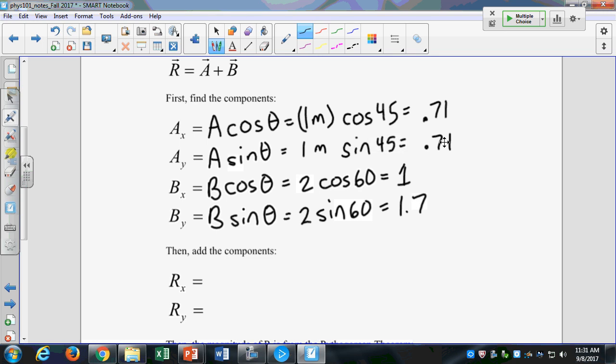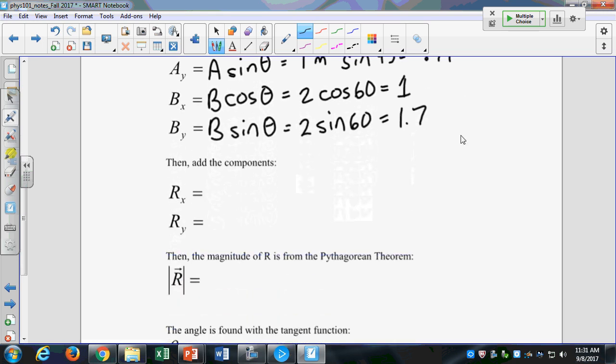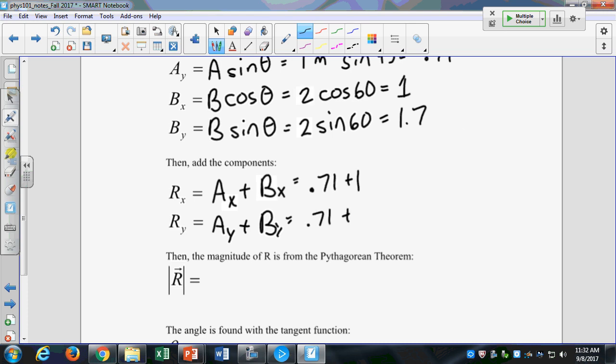All right? Now your next step is to add the components. You calculate the components, then you add the components. You say AX plus BX, AY plus BY, that's going to be 0.71 plus 1, and 0.71 plus 1.7, which is 1.71 and 2.41. I know I'm not keeping proper sig figs, but just bear with me. I'm just going to keep more than I need right now.